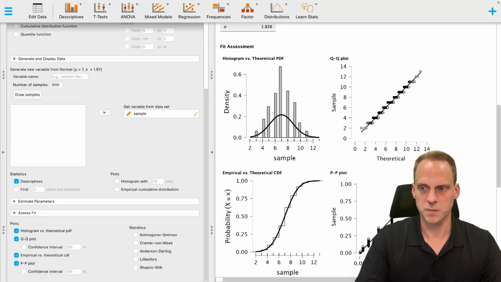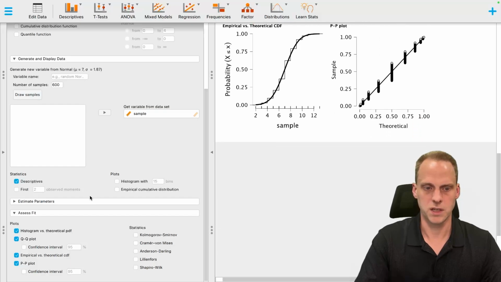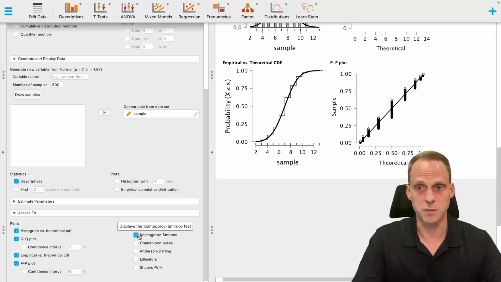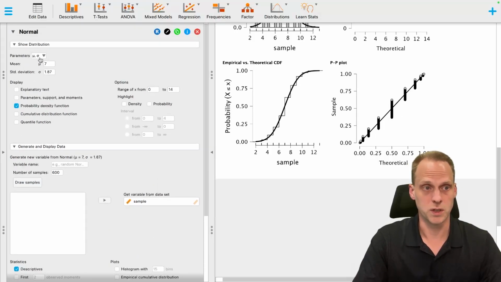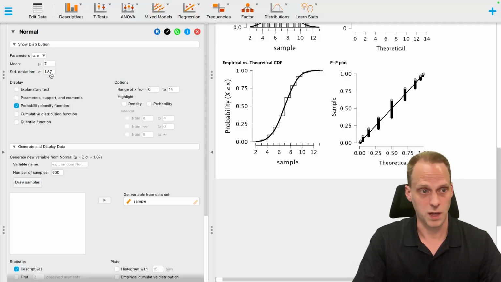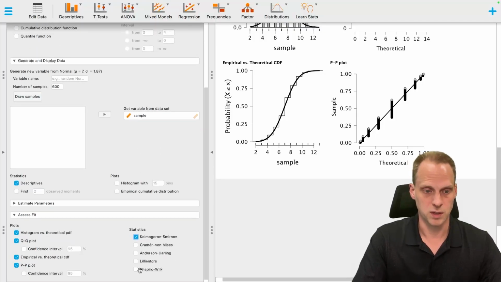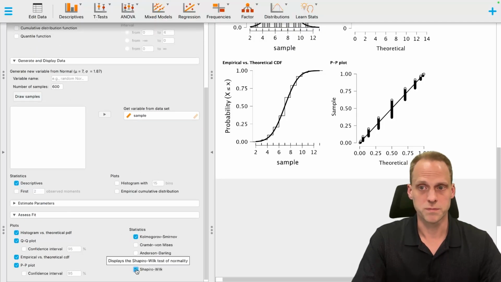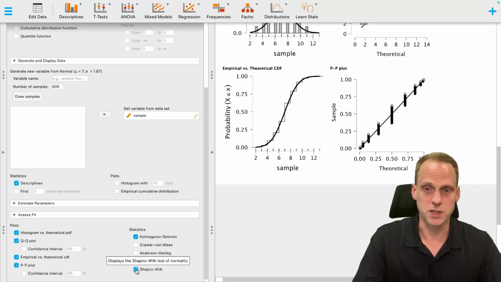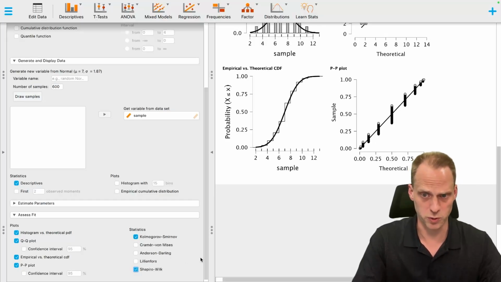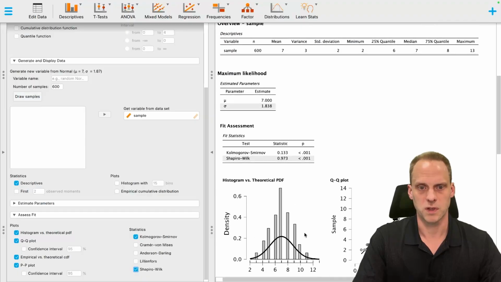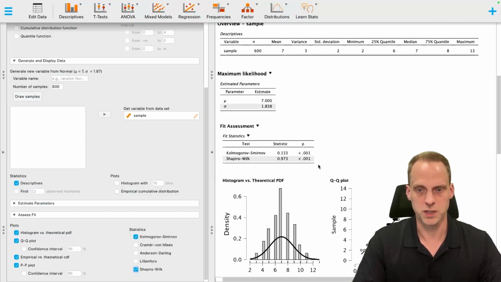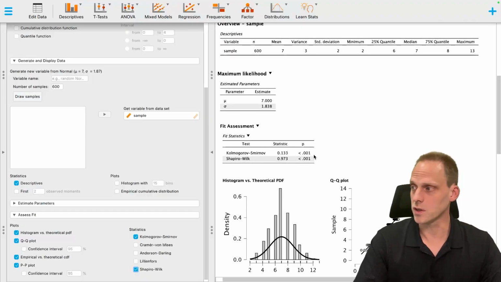So let's look in JASP again. And we see here that we have also the statistics here. And we can do some tests. There are multiple. We're just going to use Kolmogorov-Smirnov in this case, because we actually know the distribution. We know it should be a mean of 7 and a standard deviation of 1.87. But we'll also do the Shapiro-Wilk in case we did not know that. And we just want to see if the best possible normal distribution holds.